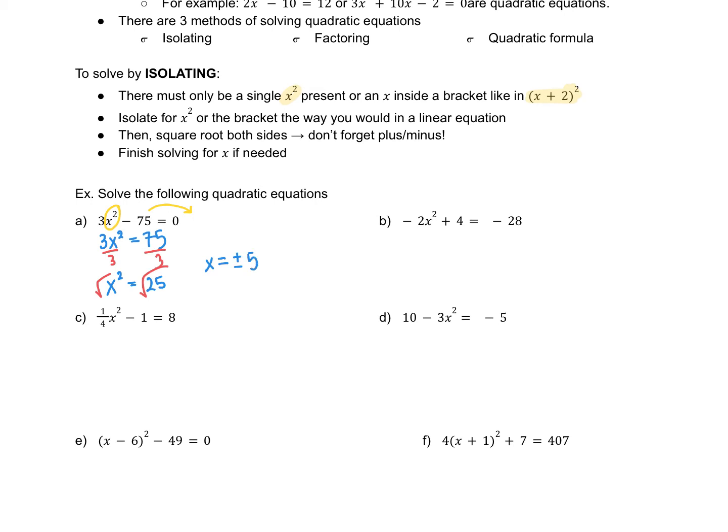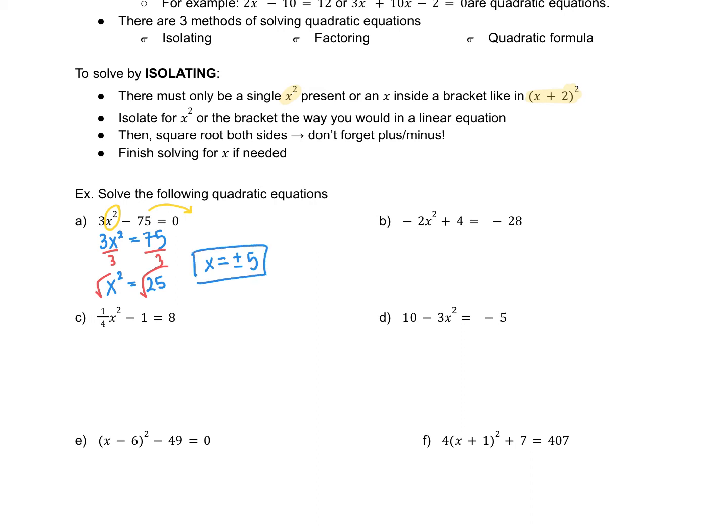Now the reason it's plus or minus is because when you square root a number, you are asking yourself or the calculator, what to the power of 2 gives you 25? 5 to the power of 2 is 25, but negative 5 all to the power of 2 is also 25 because a negative number times a negative number is positive. You have to present both options or you are missing half of your solution. So this is our answer.